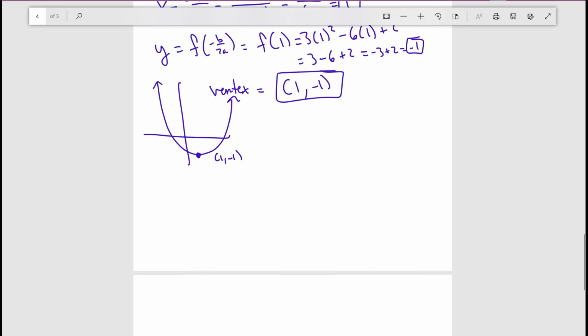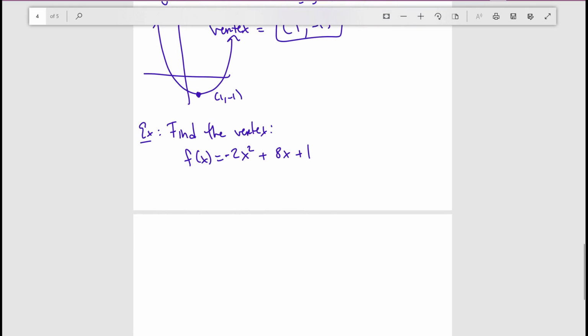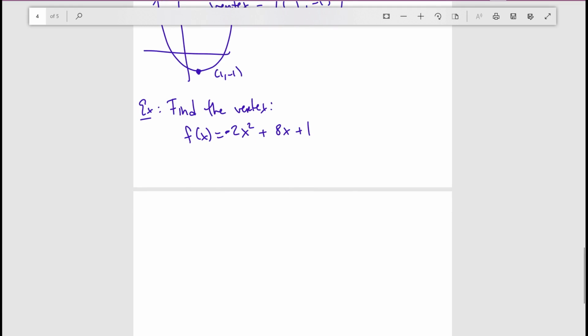Let's just do one more problem just to make sure that we really get it. Find the vertex. Okay, let's say we had f of x is equal to 2x squared plus 8x plus 1. Okay, and let's make this negative. So here, let's just take x equals negative b over 2a. Negative b in this case is equal to 8 divided by 2a, in this case is negative 2. I have negative 8 divided by negative 4, which is going to give me a positive 2.